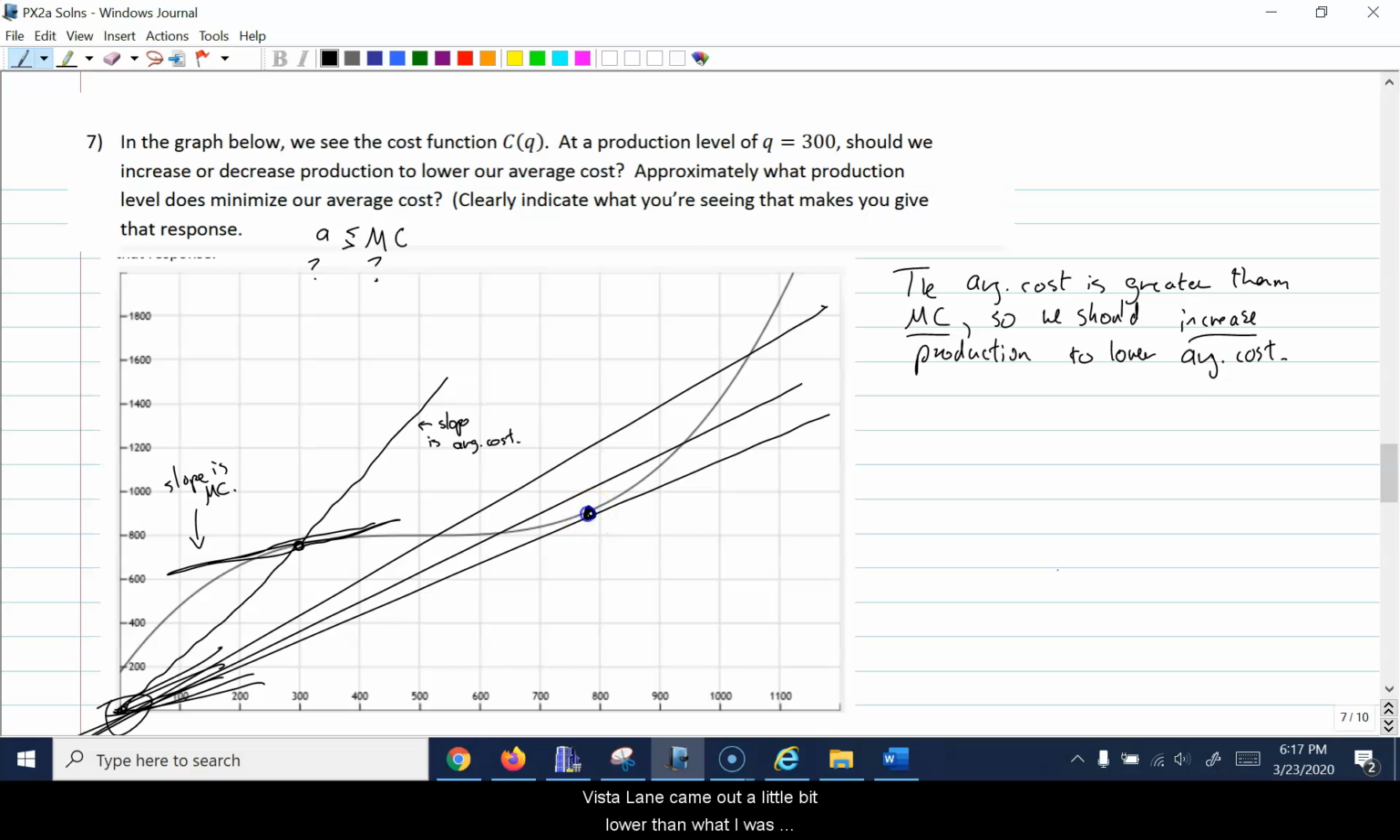The line came out a little bit lower than what I was looking at. This was the last point I was able to see. Looks like the average cost is minimized at Q equals, what is that number, 785-ish?